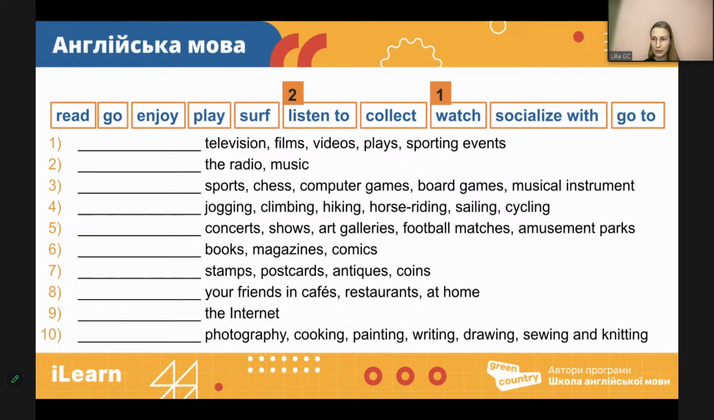Okay, number three. So we play different games. Again, pay attention, no prepositions are there. So we play sports, we play chess, we play computer games, and so on.